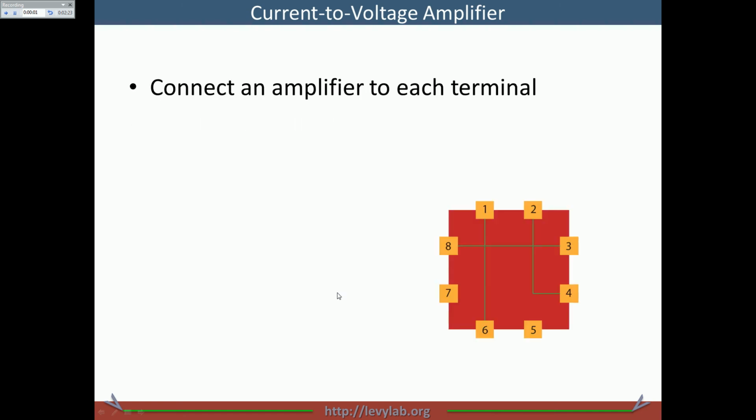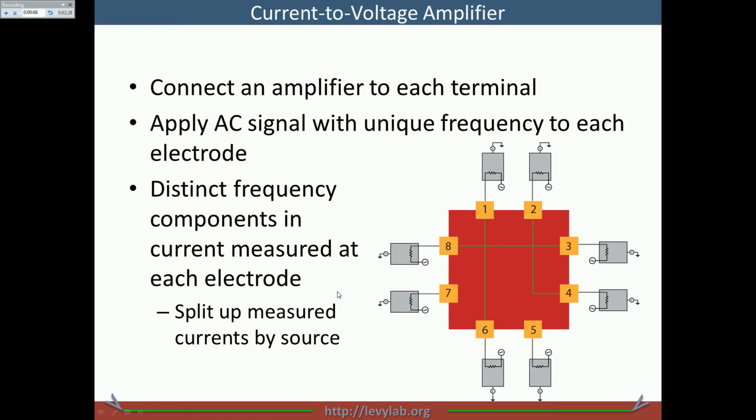So we can connect one of these amplifiers to each terminal on a device and apply an AC signal at a unique frequency to each electrode. And then the current measured will have distinct frequency components at each electrode. So the signal we measure at one electrode will be a superposition of multiple frequencies, and we can split up these frequencies into different signals to identify the current that's flowing between any two electrodes.